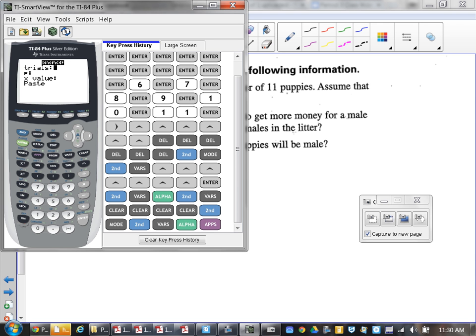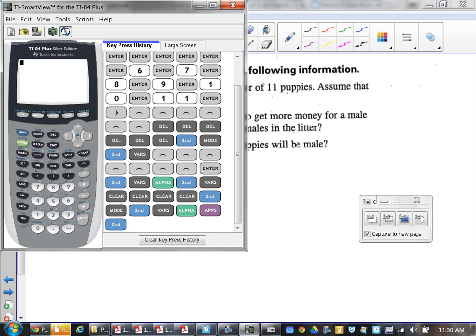Okay, I want binomial PDF. Second bars, I think it's Catalog, alpha math. All right, so we had 11 trials because there are 11 puppies.